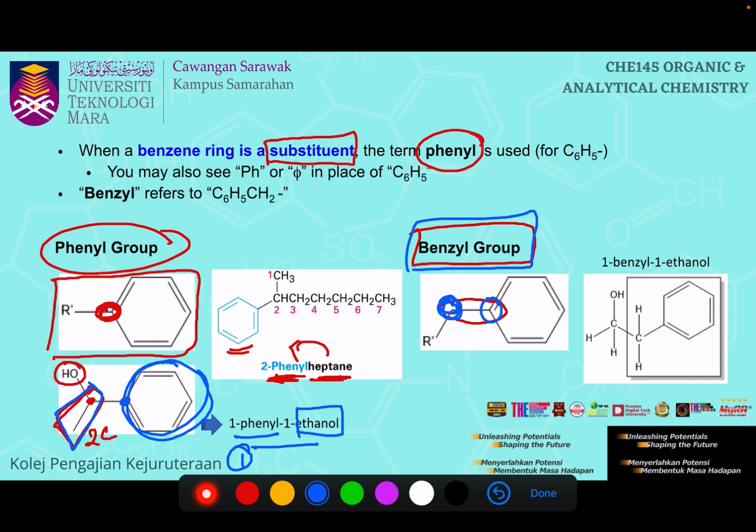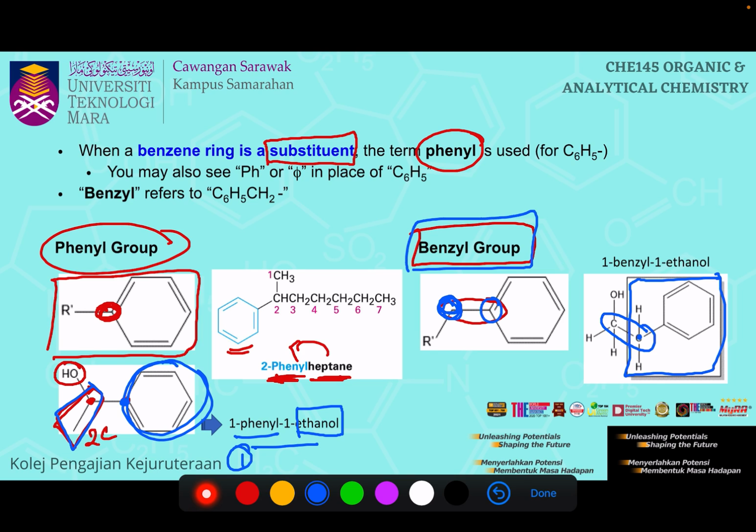Okay, so in this case, just now we have one phenyl, one ethanol. So it's the same. Ethanol will take the parent, right? Because there's two carbon, ethanol. But now, because it is not attached to the carbon that has the OH, but is attached to the second carbon here, so it becomes like this, if you notice.